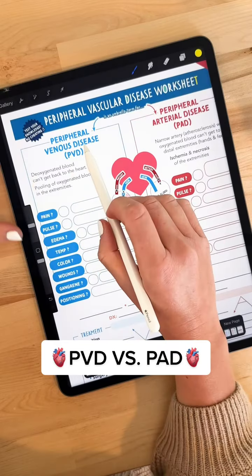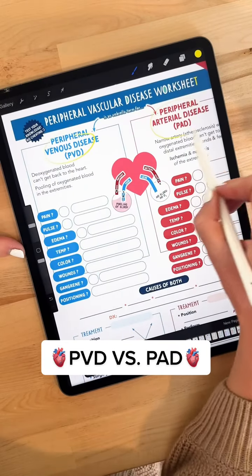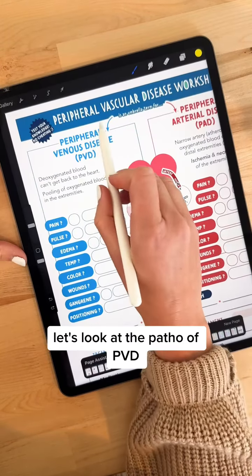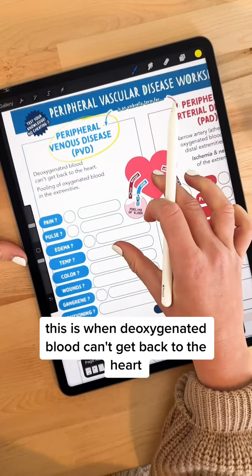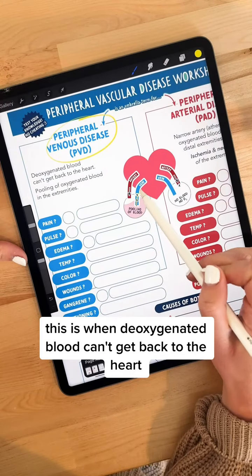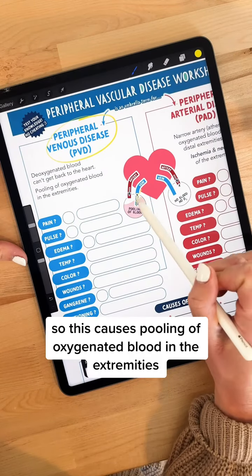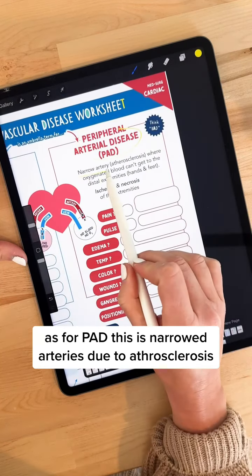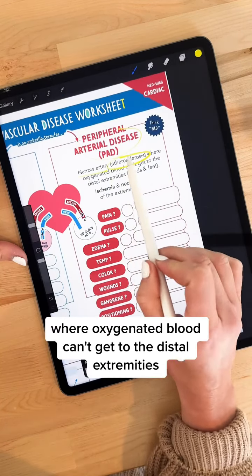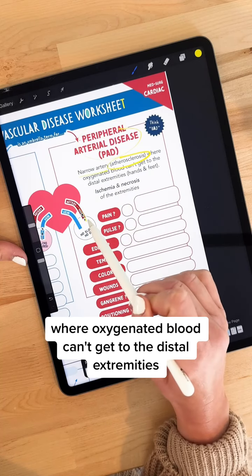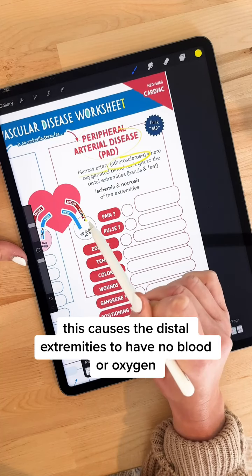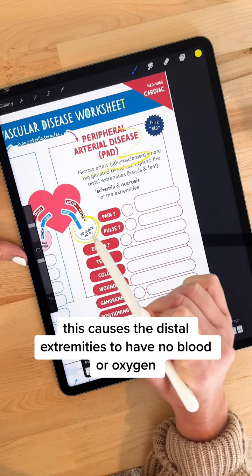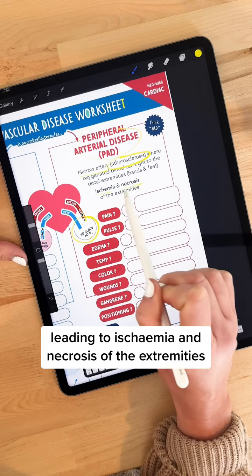Let's talk about the main differences between PVD and PAD. Let's look at the patho of PVD. This is when deoxygenated blood can't get back to the heart. So this causes pooling of oxygenated blood in the extremities. As for PAD, this is narrowed arteries due to atherosclerosis, where oxygenated blood can't get to the distal extremities. This causes the distal extremities to have no blood or oxygen, leading to ischemia and necrosis of the extremities.